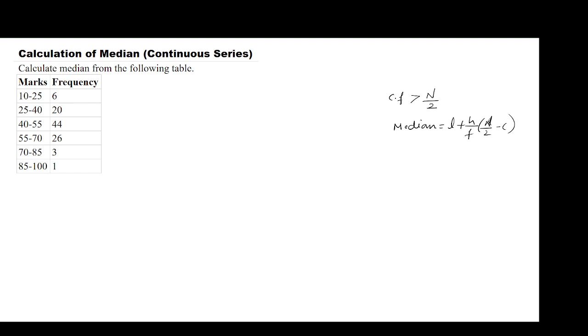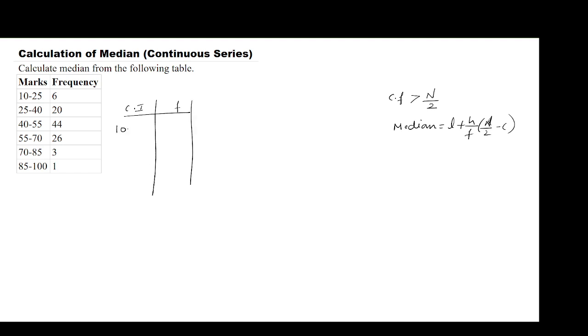So here marks and frequency values are given. Then we have to find the median. There are 6 students who belong to the marks range 10 to 25 and 20 students who belong to the marks range 25 to 40 and so on. Now let us first prepare the table. First we have to write the class interval as it is, and the frequency as it is.